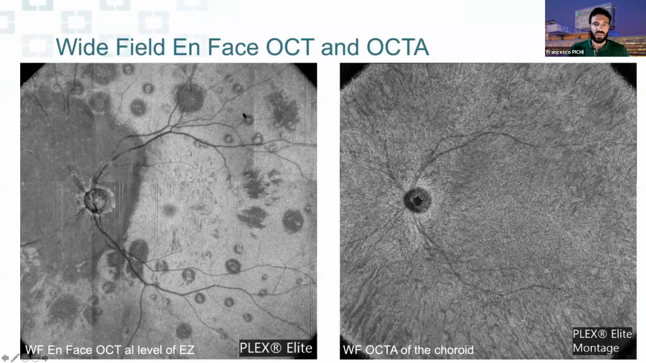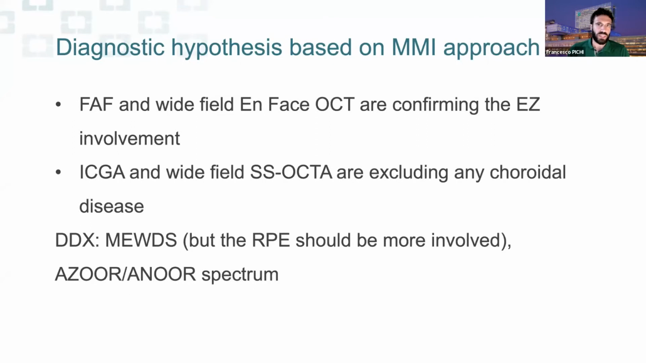And since we have OCTA, we looked at the OCTA and it's not showing anything in this lady. So the diagnostic hypothesis is AZOOR/AAOR spectrum. It was mute in the beginning, but the RPE would have been more involved, and she was not improving with steroids. But that's not the point.